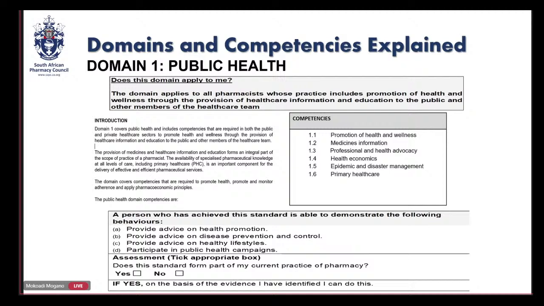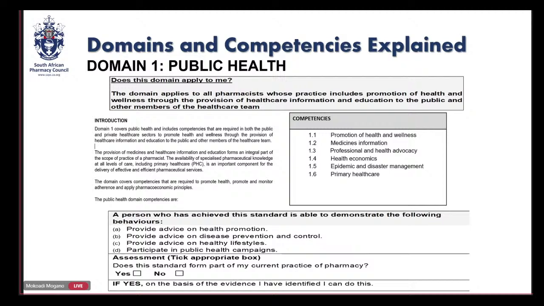Right. Then the next competency is medicine information, and then 1.3 is professional and health advocacy, 1.4 health economics, and then 1.5 epidemic and disaster management. So we have been currently undergoing epidemic and disaster management in relation to COVID-19. And we also have primary health care, right?